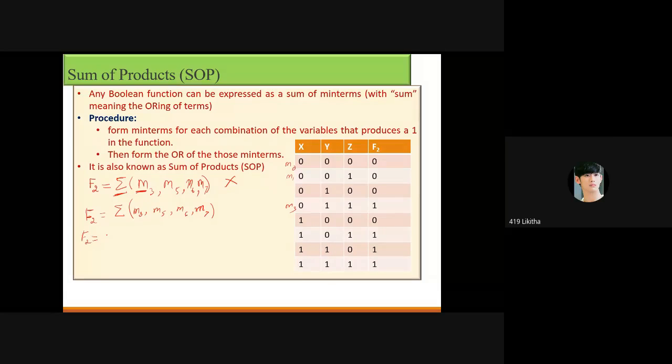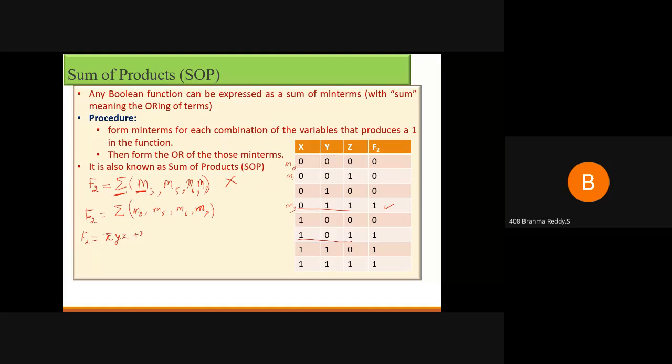X, X, X bar Y Z. X bar, because X is 0 here, so I will write X bar. Y complement, Y Z. M5. So this is over. X, M5 is this. Right?